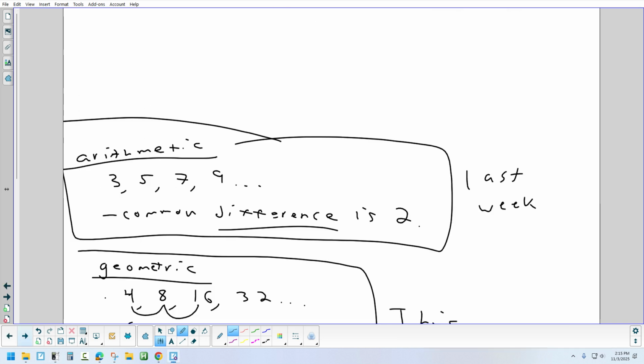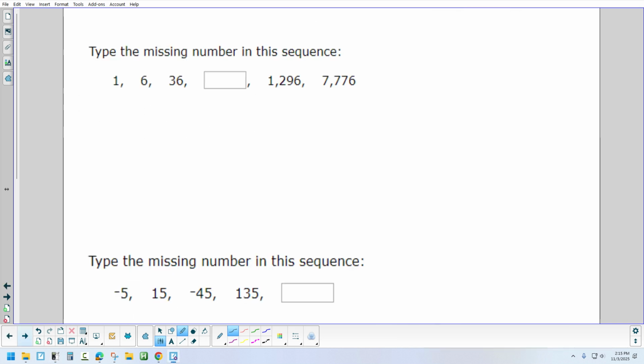Let's look at this one. So this is figuring out a term that's missing in the middle of your pattern.